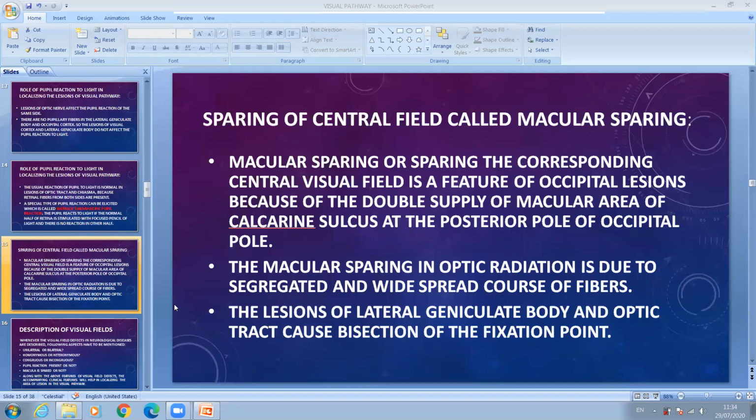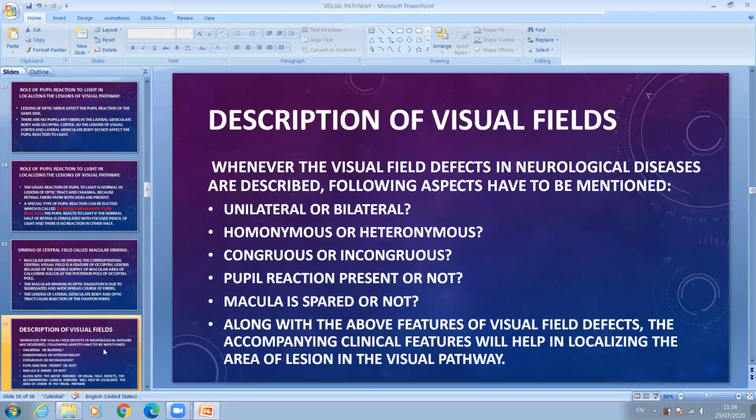The lesions in the lateral geniculate body and optic tract cause bisection of the fixation point. So half of the fovea is involved in the optic tract and the lateral geniculate body, and half of the fovea is not involved, and that's why some central vision remains. So these are the causes of macular sparing in different CNS diseases.